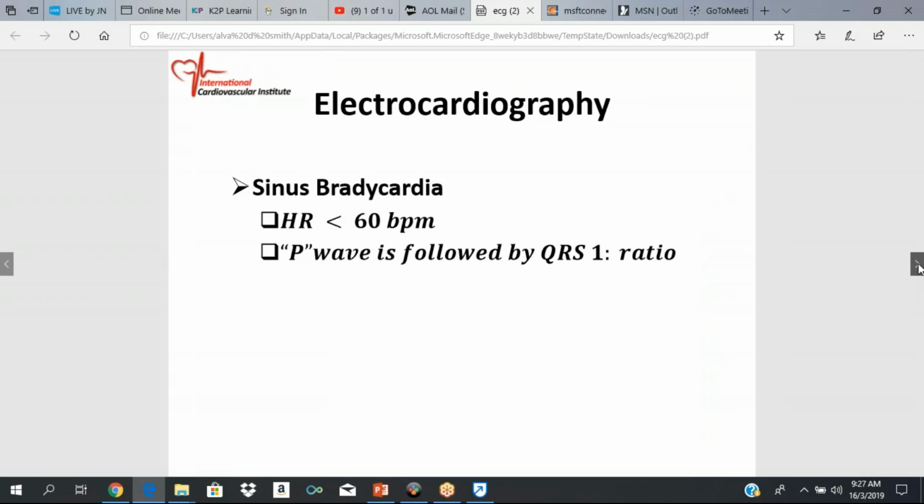When we say sinus bradycardia, brady means slow. And as we mentioned before, the normal heart rate is between 60 and 100 beats per minute. So when we say sinus bradycardia, we mean the impulse is coming from the sinus node, the heart rate is less than 60 beats per minute, and the P waves are going to be followed by a QRS every time. That's the definition for sinus bradycardia.